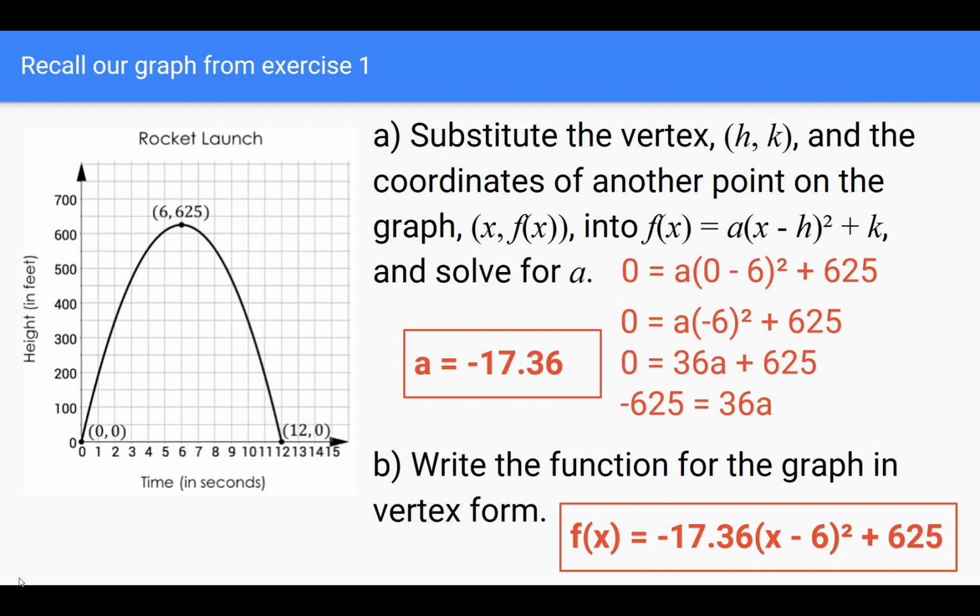With that, can we round it to negative 17.4? Do we have to? You could. The more you round, the less accurate it is, technically. So that's why we like doing 2, 3 places. But you're not wrong.